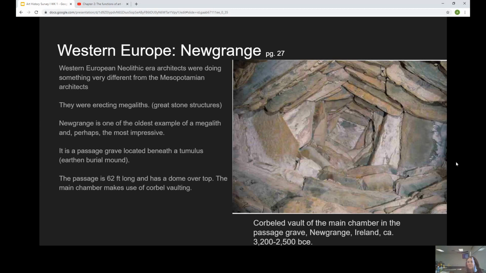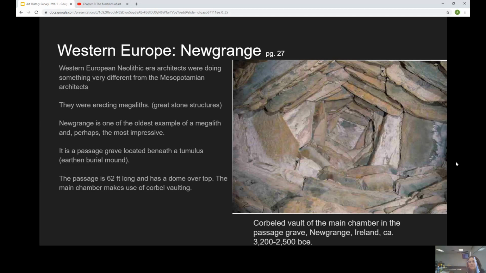But this is Newgrange. Newgrange is made of corbel vaulting, which is a vocab word. Corbel vaulting is just stacking stones in a way in which gravity and the stones' pressure upon each other will keep things in place. So arches work in the same way. Arches are technically corbel vaults.